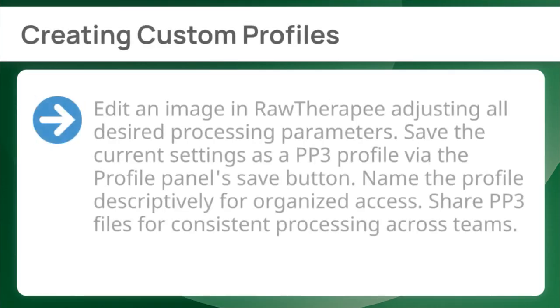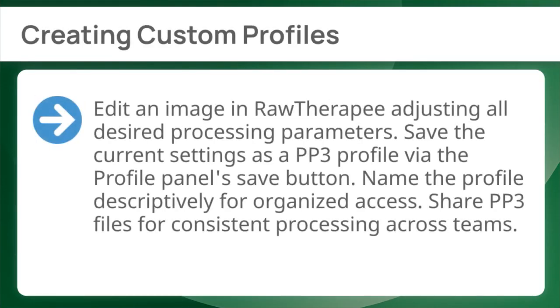Next, creating custom profiles. Edit an image in RawTherapee, adjusting all desired processing parameters. Save the current settings as a PP3 profile via the Profile panel's Save button. Name the profile descriptively for organized access. Share PP3 files for consistent processing across teams.